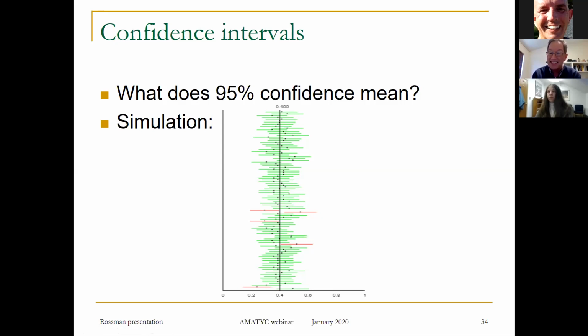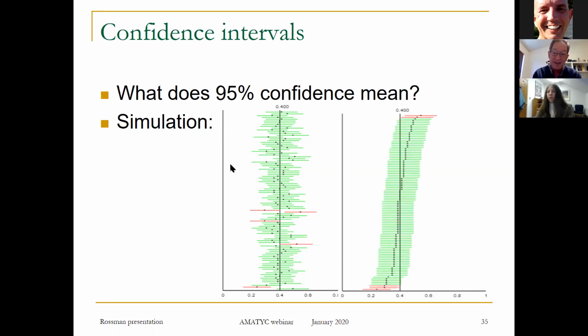If we arrange these in order, we can see even more clearly the red ones are the ones that had an unlucky large value of the sample proportion or an unlucky small value of the sample proportion. And I don't just present these to students as I'm presenting them to you. Students are playing around with the applet in class. What do I mean play around?